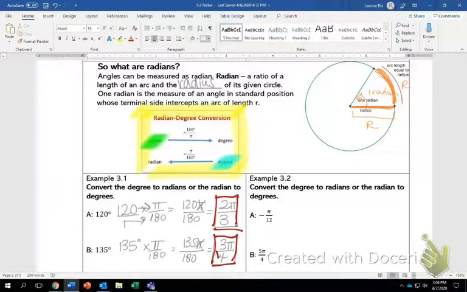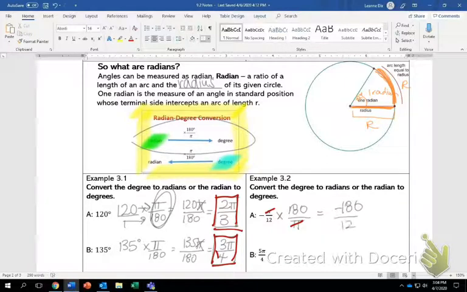All right, so that is pretty straightforward for converting our degrees into radians. Now let's do the opposite. Let's convert it from radians to degrees. Well, all we're going to do is take this and flip it, and multiply it by 180 over pi. The whole purpose of this is so that our pi crosses out. So this crosses out, and we should end up with negative 180 over 12, which should give me negative 15 degrees. Negative 15 degrees.